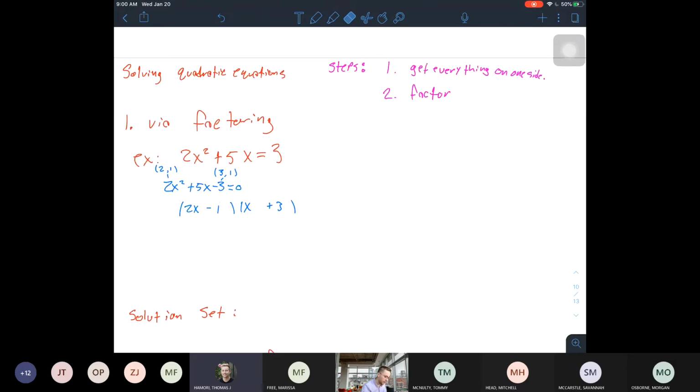And if you want practice factoring and you want to see more about how I just did that, stay after class for office hours and we'll talk more about factoring.